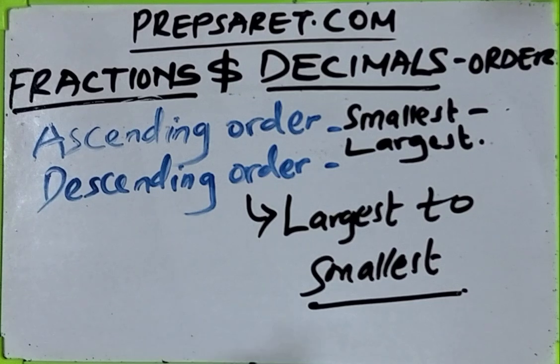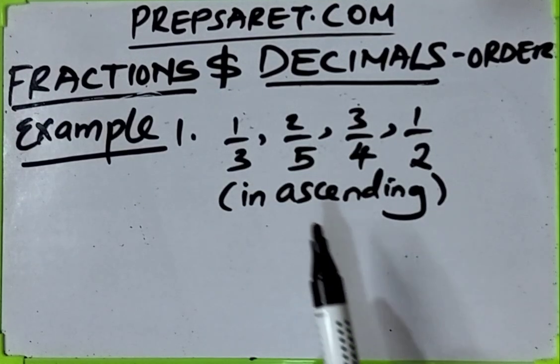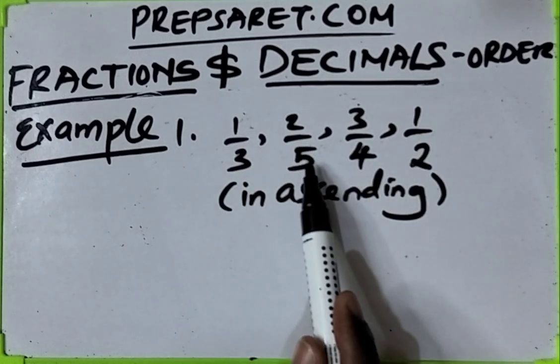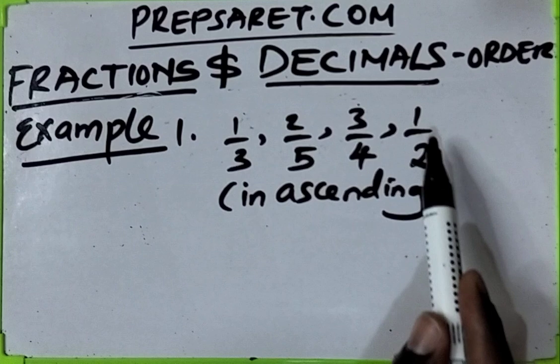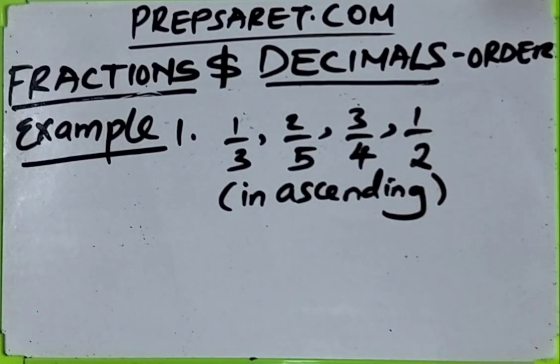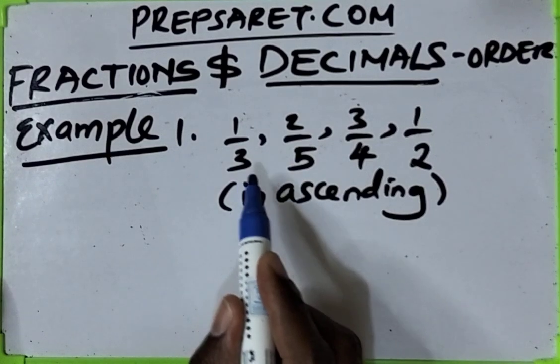Now, I'll give you examples. Example 1 reads: arrange these fractions 1 over 3, 2 over 5, 3 over 4, and 1 over 2 in ascending order. That is from the smallest to the largest. What we are going to do here, my learner, is we shall look for the LCM of 3, 5, 4, and 2.